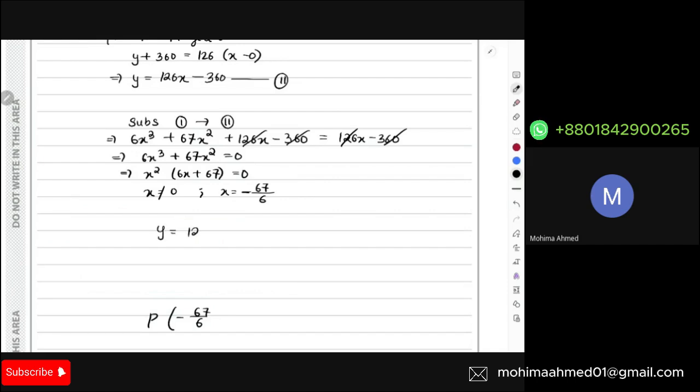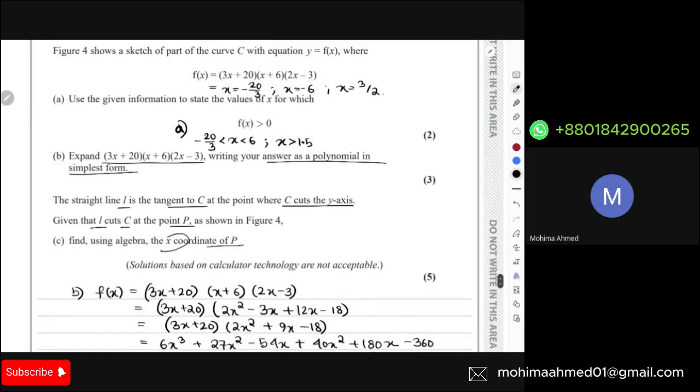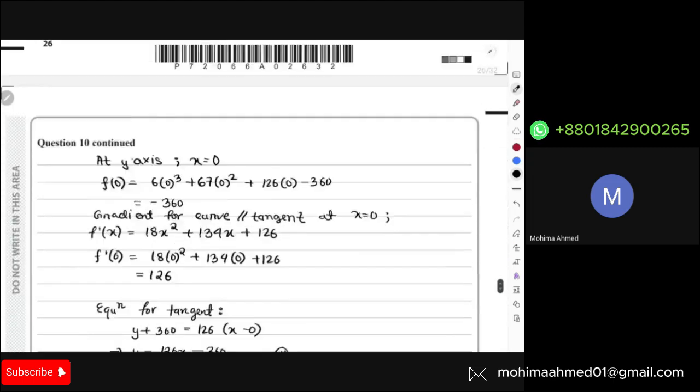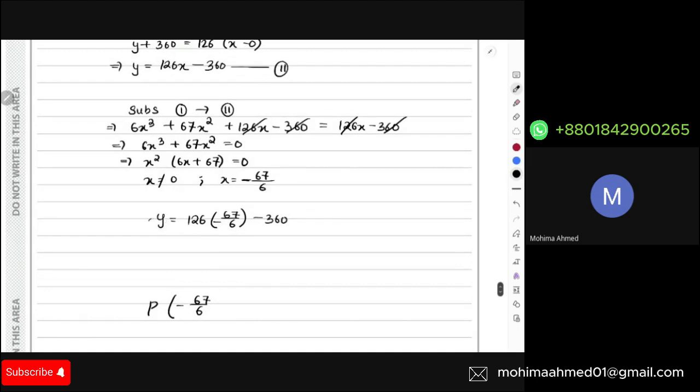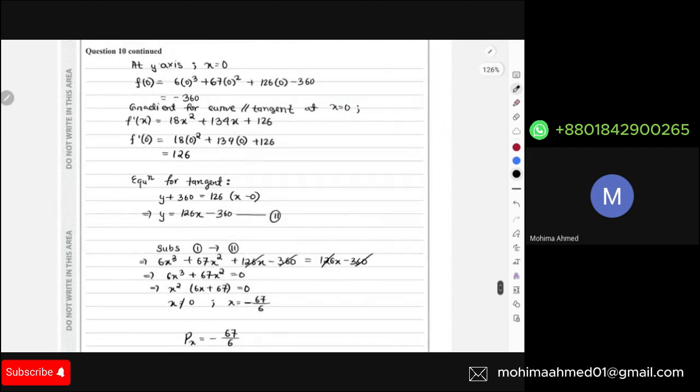So you get y equals 126 times minus 67 by 6 minus 360. Oh, sorry. They only asked you to find the x coordinate. So this part was not needed. So we're only going to write that in that case, the P x coordinate is just going to be minus 67 over 6. Right, these are everything you need to do in order to end your question 10.